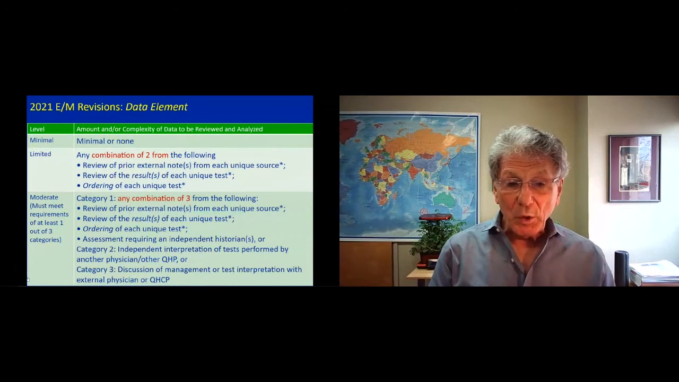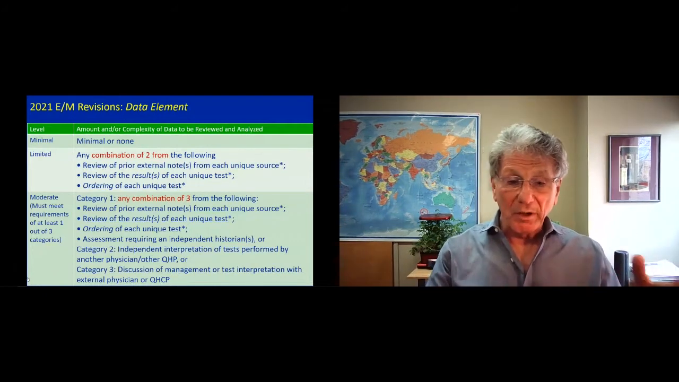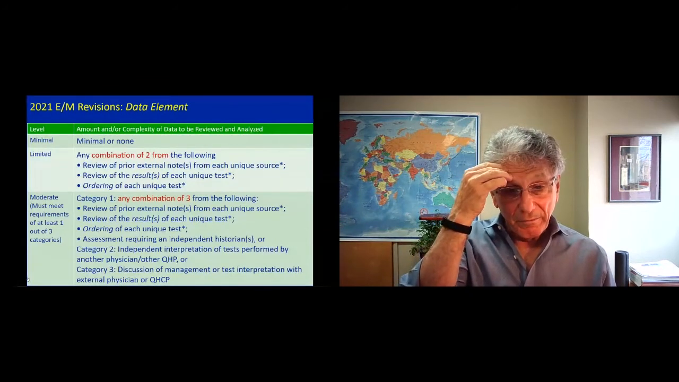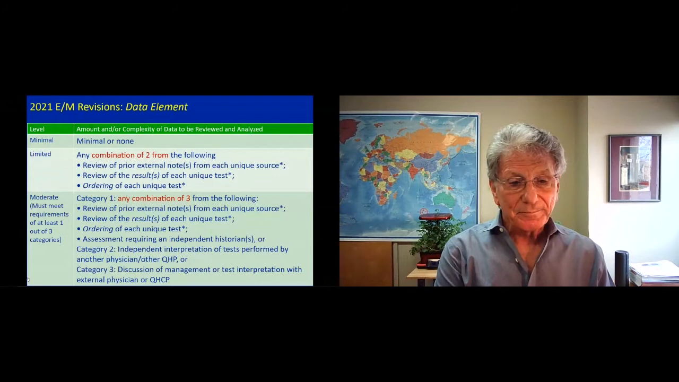Number two is reviewing the results of each unique test that the patient has. And number three is ordering of each unique test. So in this limited category, if, for example, a gonorrhea test is ordered, a chlamydia test is ordered, then that meets the criteria for limited. And a moderate is a combination of any three of review of external notes, reviewing the results of each unique test, and ordering each unique test. Next slide.